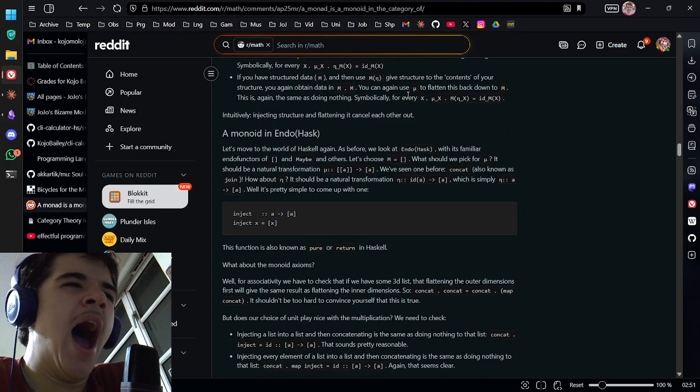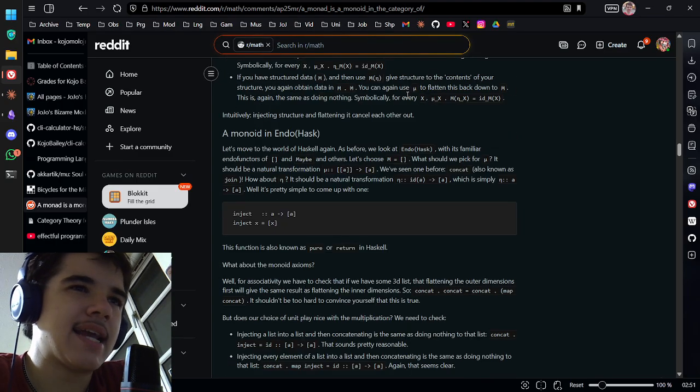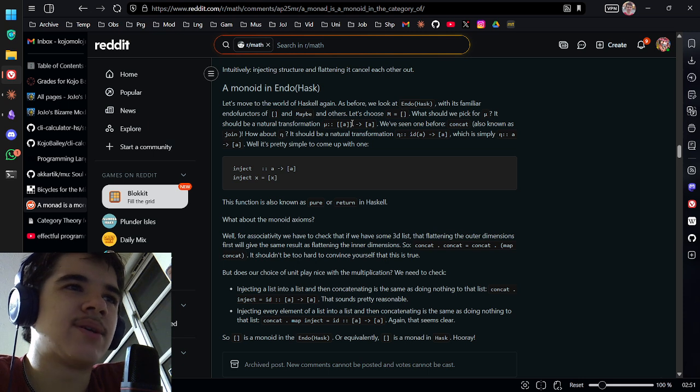Okay. Let's move to the build of Haskell again. As before, we looked into Hask. Okay. So let's use that M is a list. What should we pick for mu? It should be a natural transformation from a list of lists to a list of A. Okay, concat, yes. How about eta? It should be a natural transformation, so the ID of A to list of A.